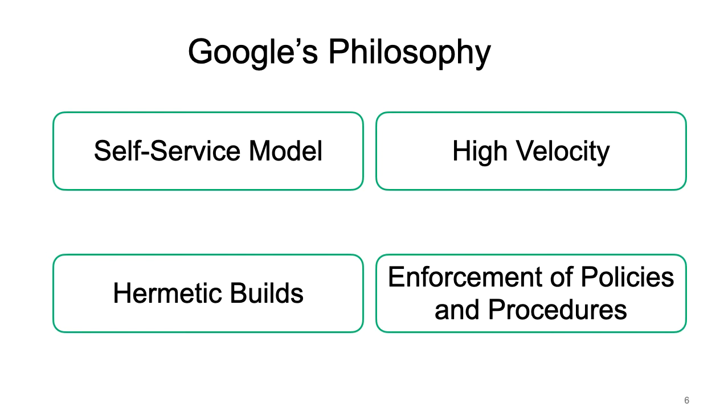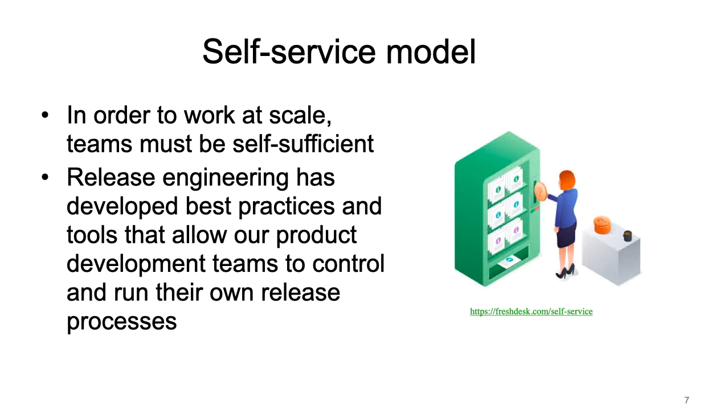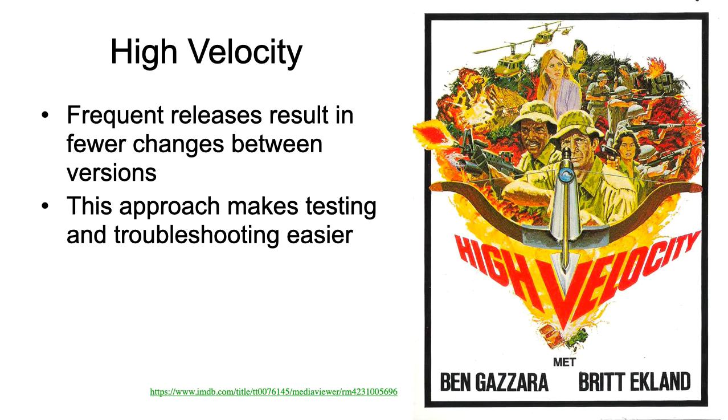They have four golden pillars for their release engineering. Their philosophies include self-service model, high velocity, hermetic builds, and enforcement of policies and procedures. So, what is self-service model? In order to work at scale, teams must be self-sufficient. So, release engineering has developed best practices and tools that allow their product development teams to control and run their own release processes. And high velocity.